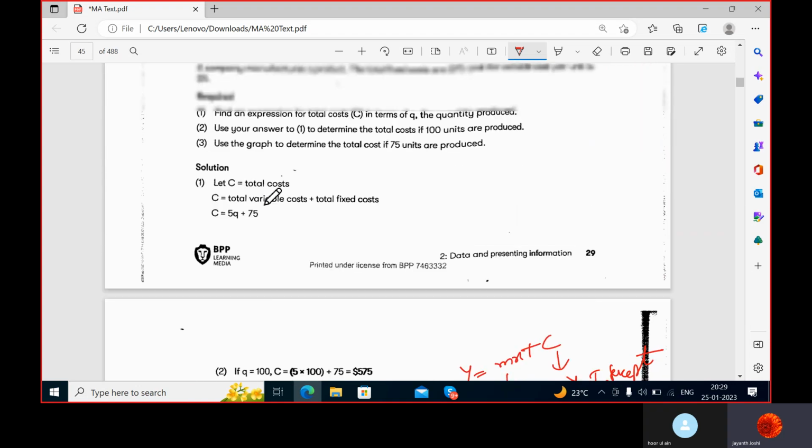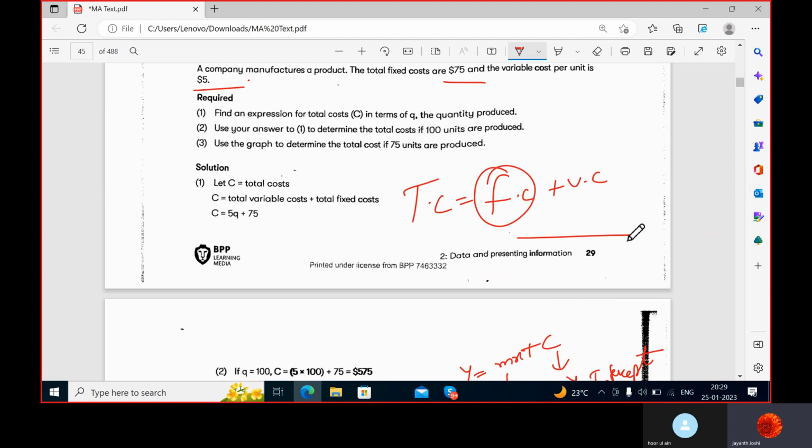Let me be very frank. Total cost is always fixed cost plus variable cost. Fixed cost is always fixed. It's a horizontal line. And variable cost is something which varies with the activity level. That means if you increase your production, the variable cost will vary. That means how much ever you use your air conditioner, that much ever your electricity bill will increase, no?